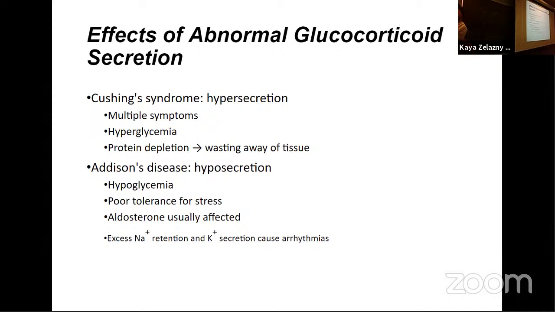And this usually also affects aldosterone, which is going to be important in our renal system when we talk about that. So the ultimate effects of affecting the aldosterone are going to be that we're going to retain too much sodium, and we're going to have potassium secretion, and this can cause arrhythmias, so like heart problems. So neither of these are good. We want to have some cortisol, not too much. We want to have it at the right time.